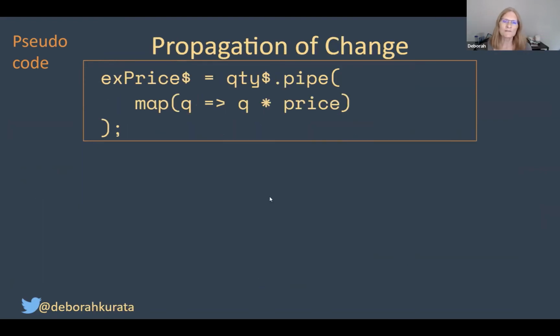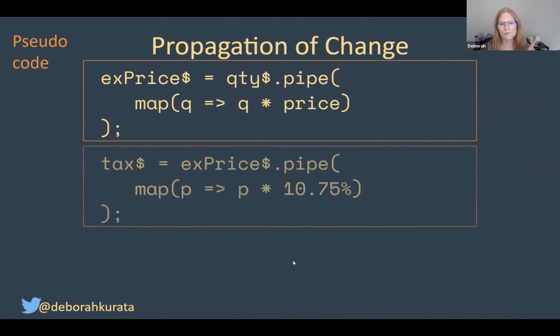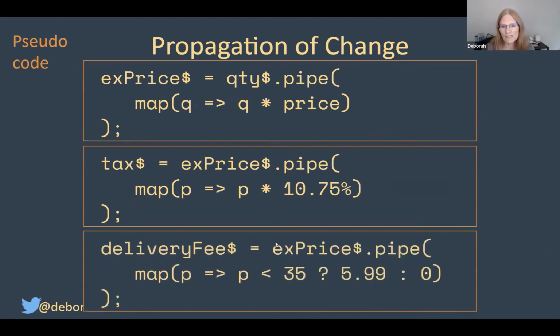Now we can take this a little further. This again was from the prior slide. We can also then react to the change in the extended price and recalculate the taxes. Or we can react to the extended price and recalculate a delivery fee. So if it's less than 35 pounds, we charge 5.99. Otherwise it's free.